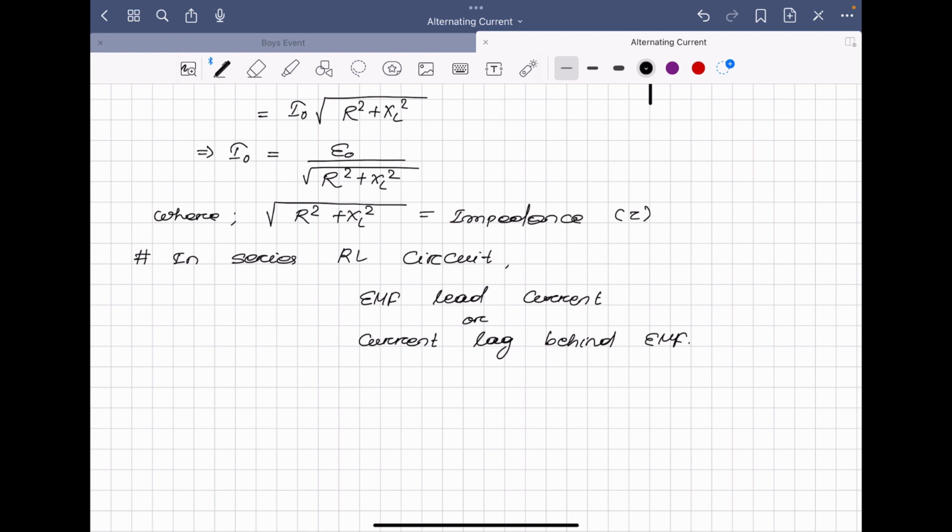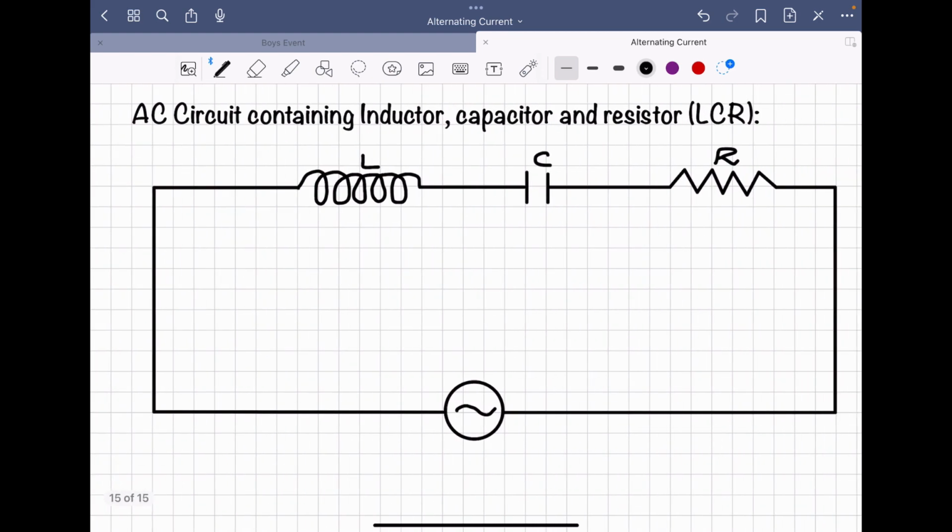Then we have the main circuit, that is our series LCR circuit. This is very important, and that is our long question also. Then the final one is our AC circuit containing inductor, capacitor and resistor. That means here in this circuit we have three circuit elements, inductor, capacitor and resistor, and all are connected in series. As we know, if the circuit elements are connected in series, then the same current flows through inductor, capacitor and resistor. Yes or no?